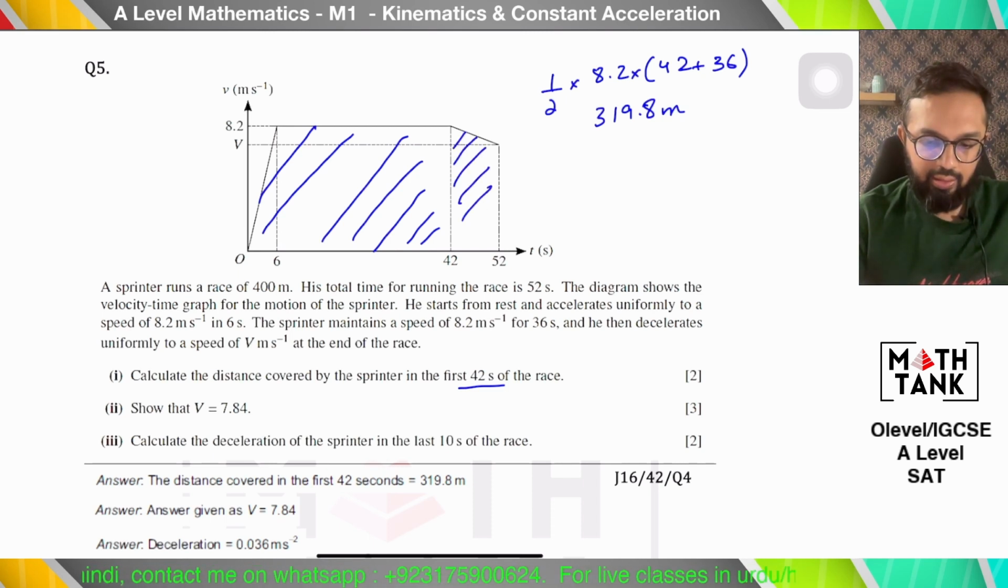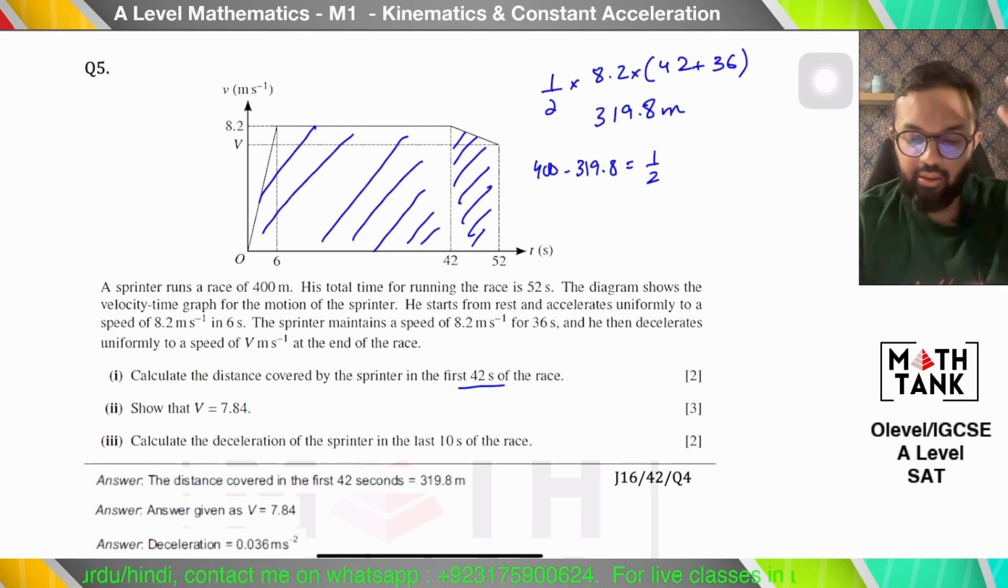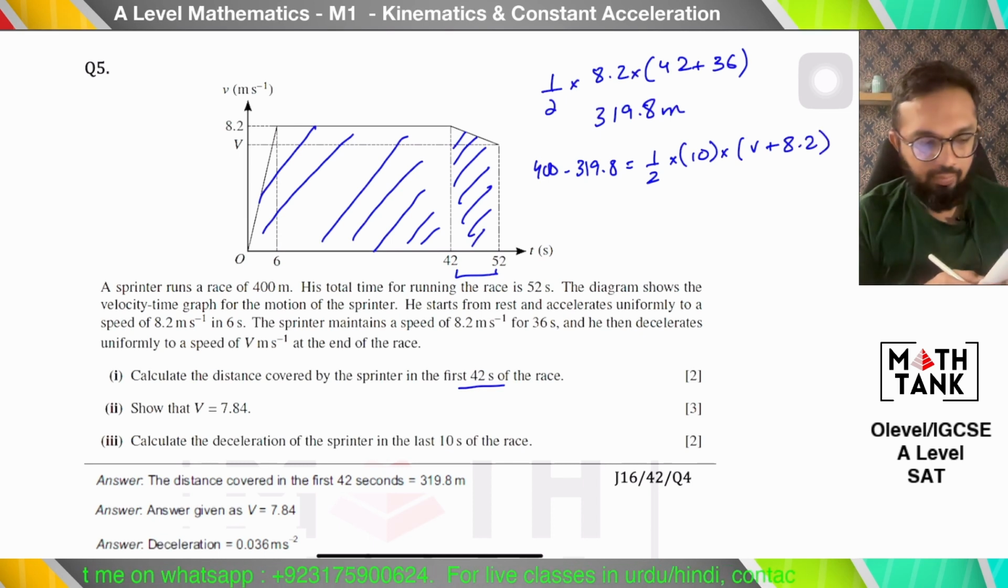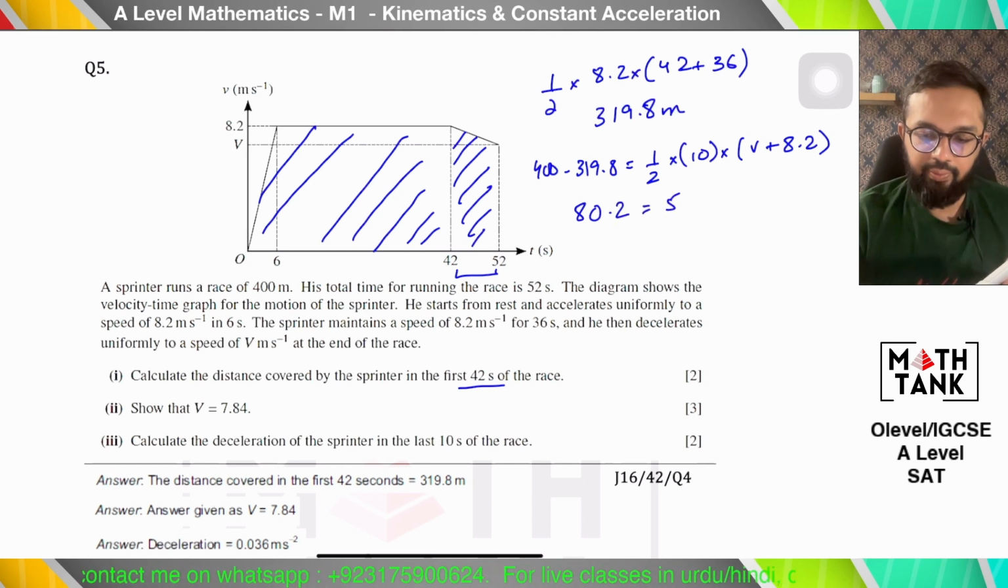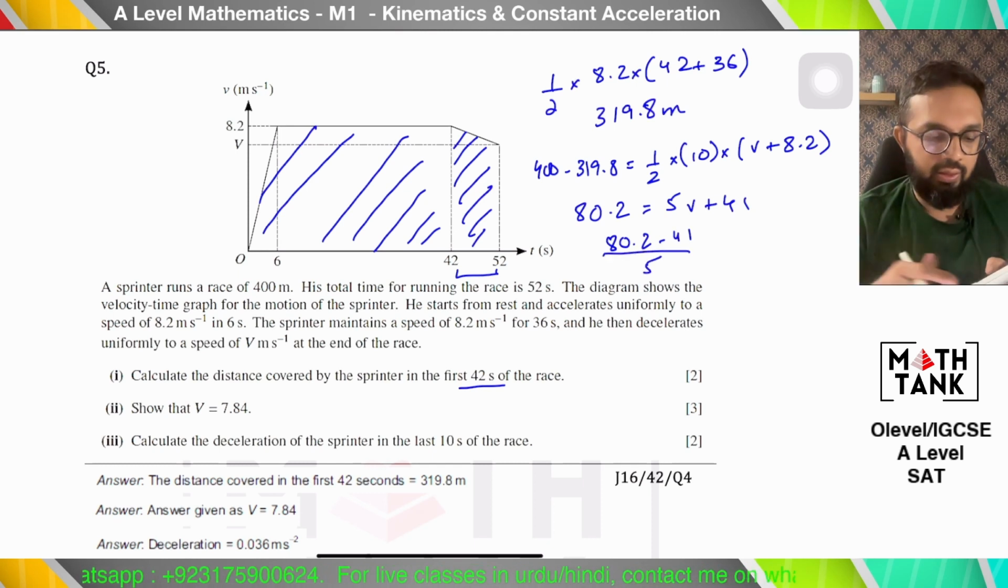Show that V equals 7.84. So I can then say that this area should be 400 minus 319.8. And it's a trapezium lying down, or whatever way you want to call it. The height has to be 10, and the sum of parallel sides is V plus 8.2. V plus 41. Let's see if we get the correct answer.